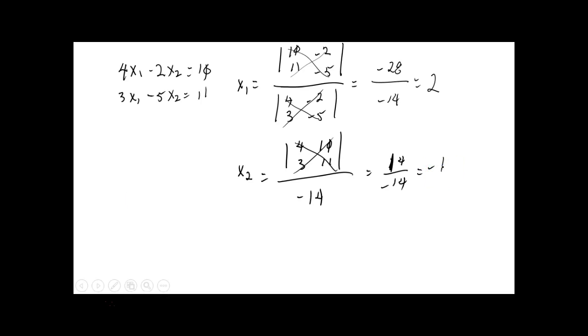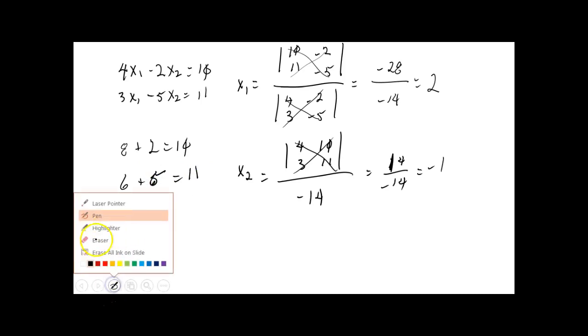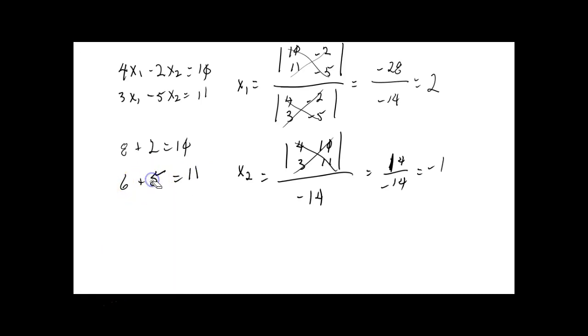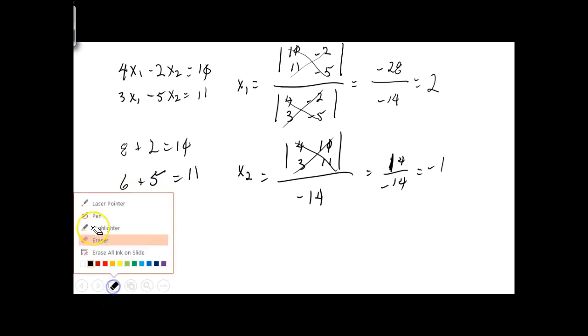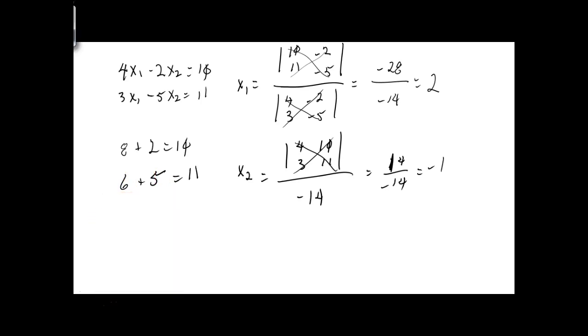All right. Now, let's check our answers. I'm pretty confident they're true. 2 times 4 is 8. Plus 2 is 10. That works. And 3 times 2 is 6. Plus 6. Whoa! Plus 5. I can't add there either, and that's equal to 11. 6 plus 5 is equal to 11. Okay. So sure enough, that worked.